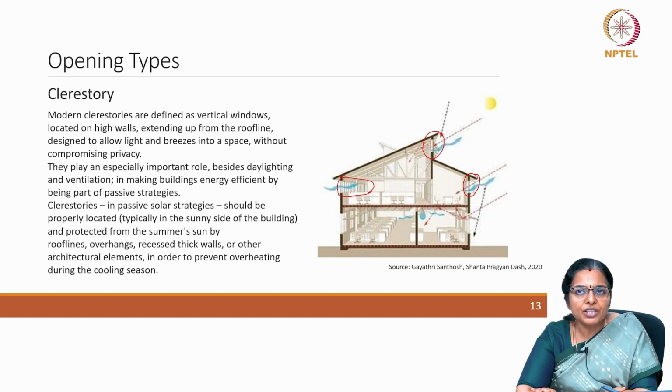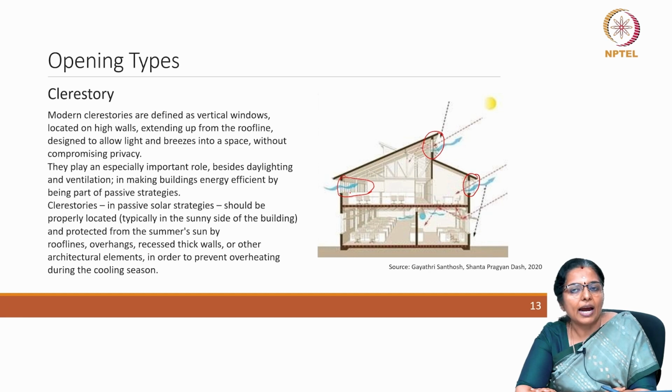They play an especially important role besides daylighting and ventilation in making the buildings energy efficient by being part of passive strategies. So, clear stories should be properly located, typically on the sunny side of the building and protected from the summer's sun by roof lines, overhangs and recessed thick walls or other architectural elements in order to prevent overheating during the cooling season.